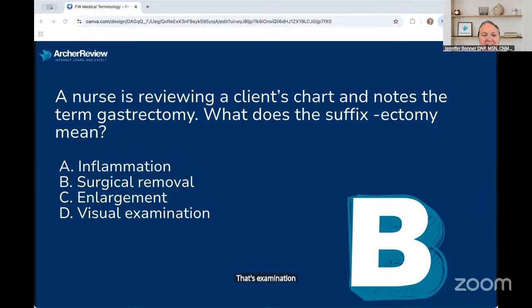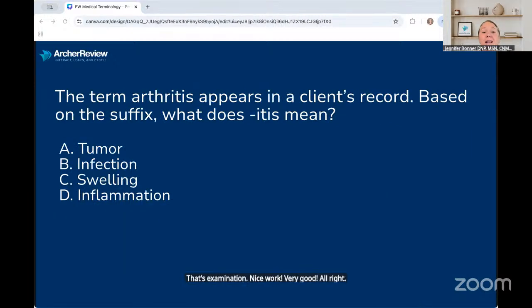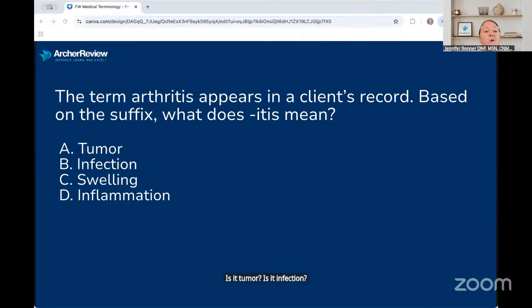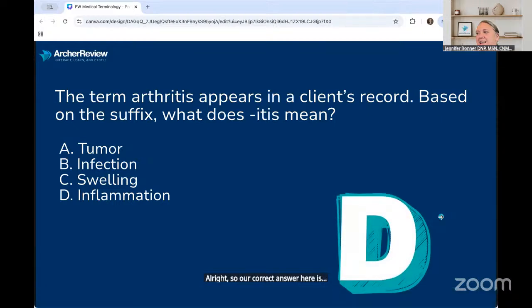Nice work. Very good. All right, the term arthritis appears in a client's record, and based on this suffix, what does itis mean? Is it tumor? Is it infection, swelling, or inflammation? So, arthritis. Bonus points if you can tell me what arthritis means. You got it, Crystal. Nice work. Yes. Joint inflammation. Very good. All right. So our correct answer here is letter D.